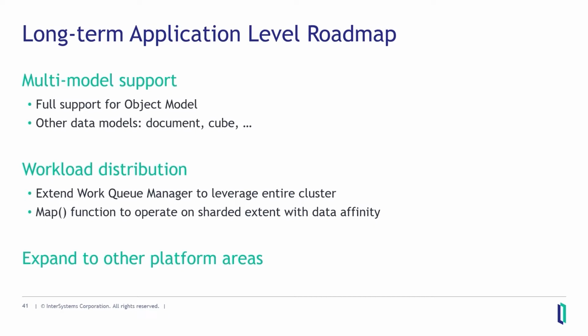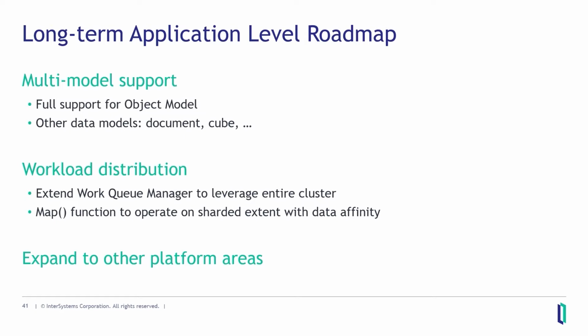One is an extension of the existing work queue manager that allows you to just send work to all of the different data nodes so that it runs on each data node once. And the other one is sort of a map function, a bit like the JavaScript map function or the Scala map function, or even MapReduce if you wish. So that's going to be part of a persistent class interface.